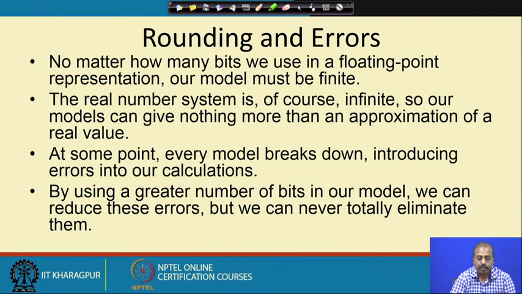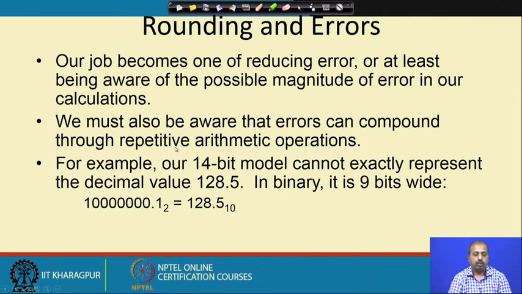At some point every model breaks down. Whatever size you allocate for the exponent part and the significant part, there will be a limit, and it will introduce some error in the calculation. If you use more bits, then we can reduce error, but we can never eliminate it totally. These errors will remain, they will not go.